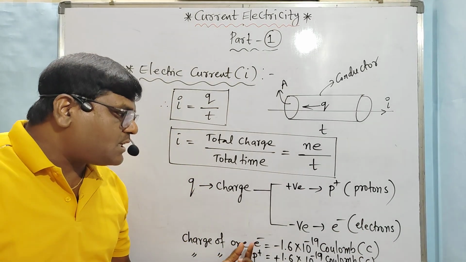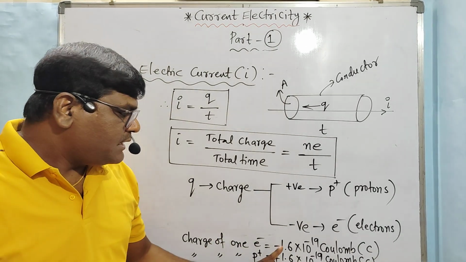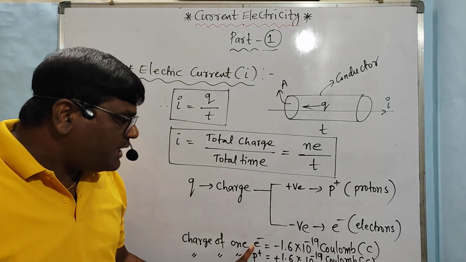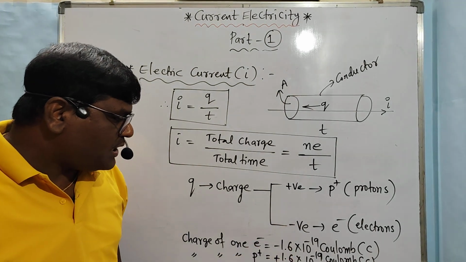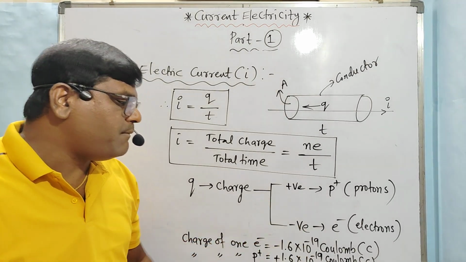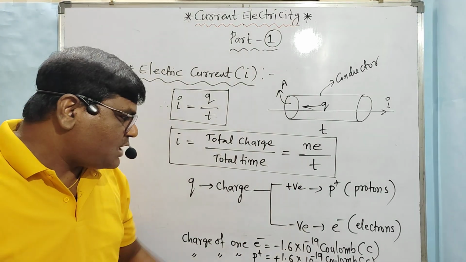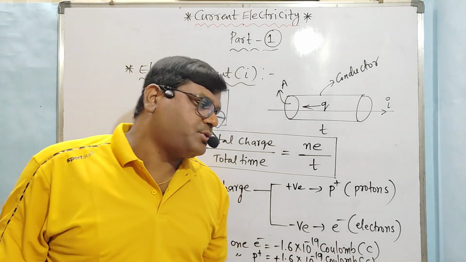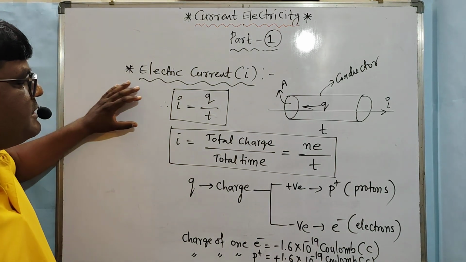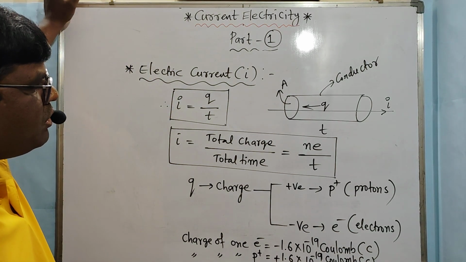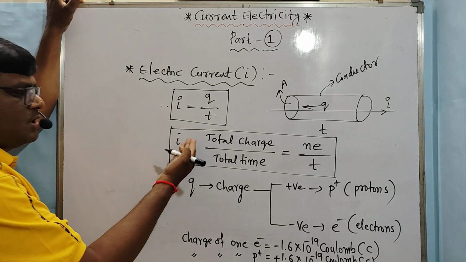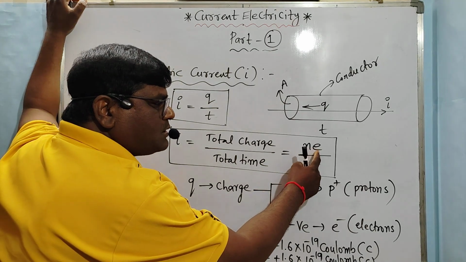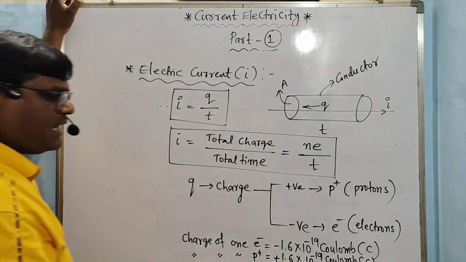What is the charge of one electron? That is 1.6 into 10 to the power of minus 19 coulombs. Electron has a negative charge, minus 1.6 into 10 to the power of minus 19. Proton has a positive charge, plus 1.6 into 10 to the power of minus 19 coulombs. Electric current is equal to Q by T, so I is equal to total charge by total time, that is, number of electrons times the charge of each electron, divided by the total time taken.